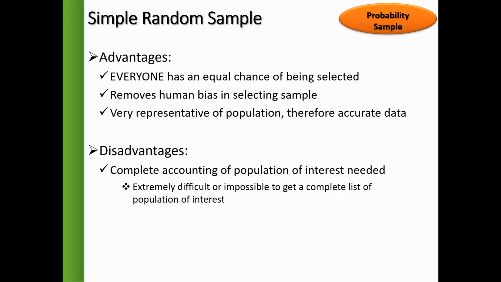Okay. Simple random sample. Advantages. Everyone has an equal chance of being selected. It removes human bias, some of the assumptions we might make in selecting the sample. So a human bias in selecting a sample would be, for example, you went around and asked only your friends to do your MR 2300 survey. That would be a bias.